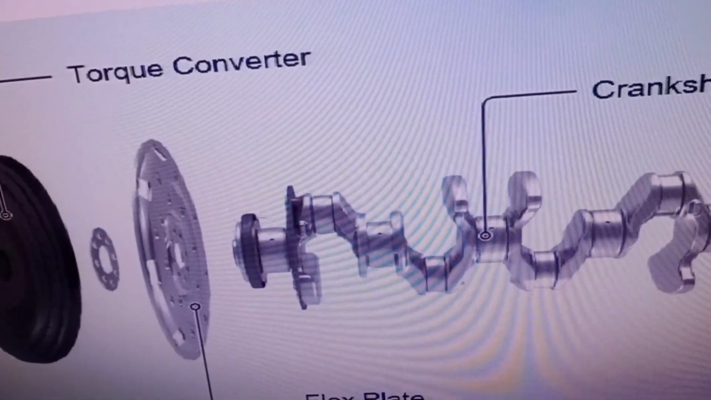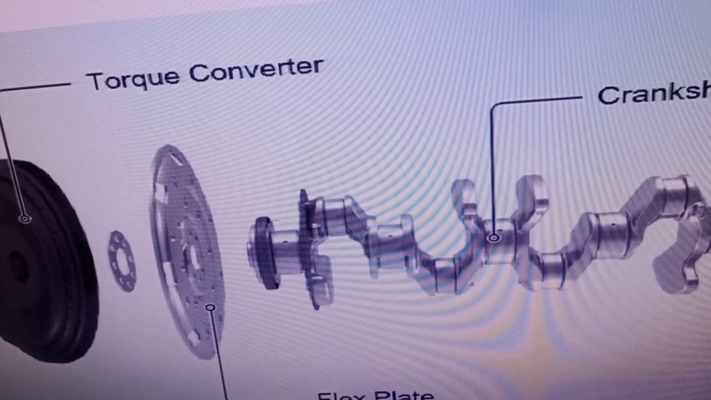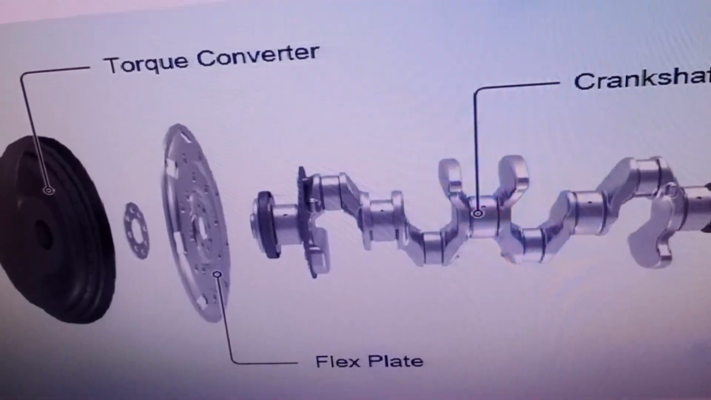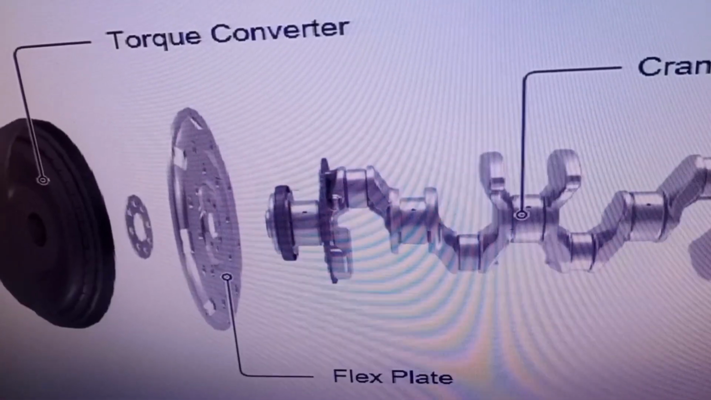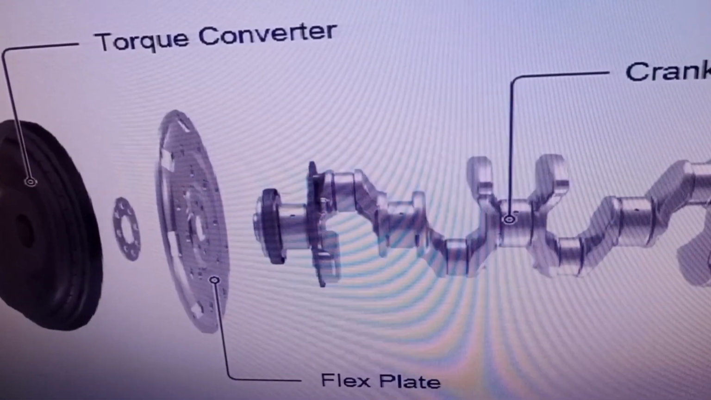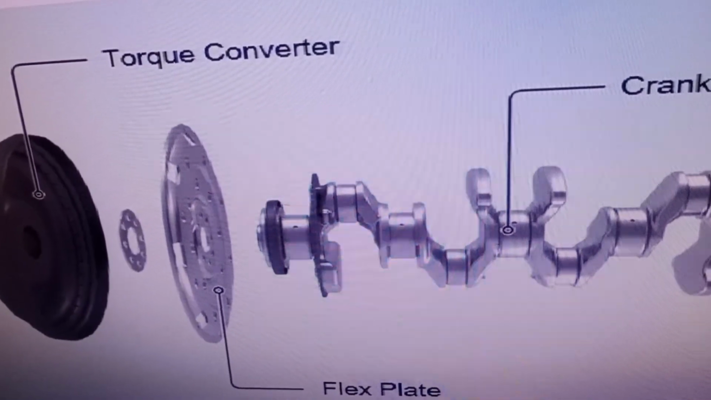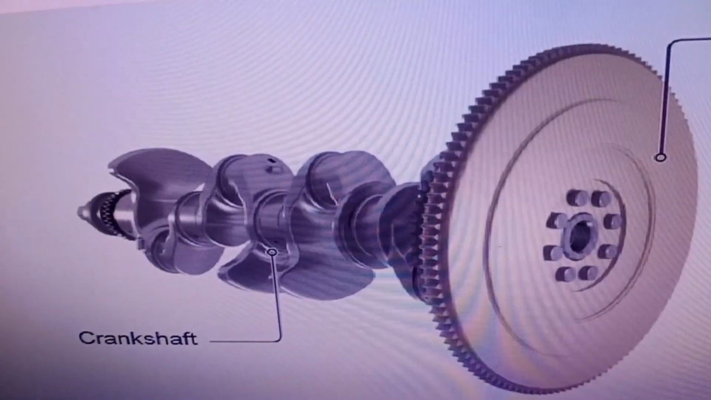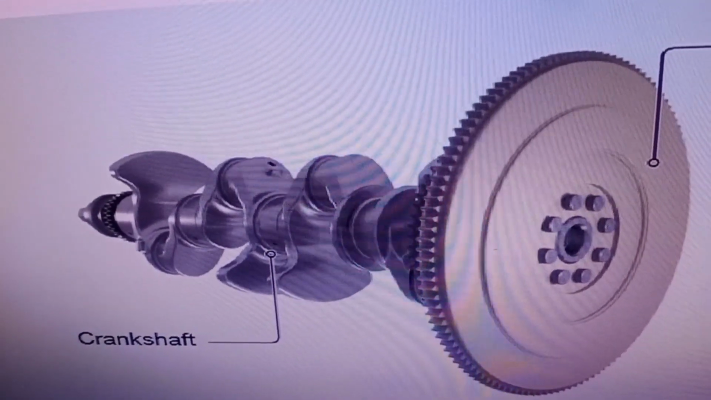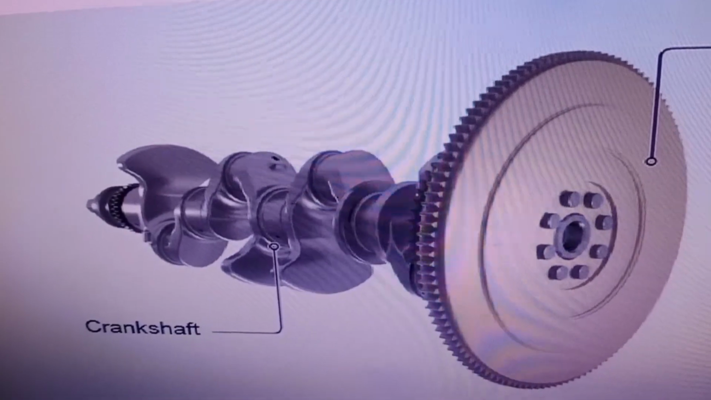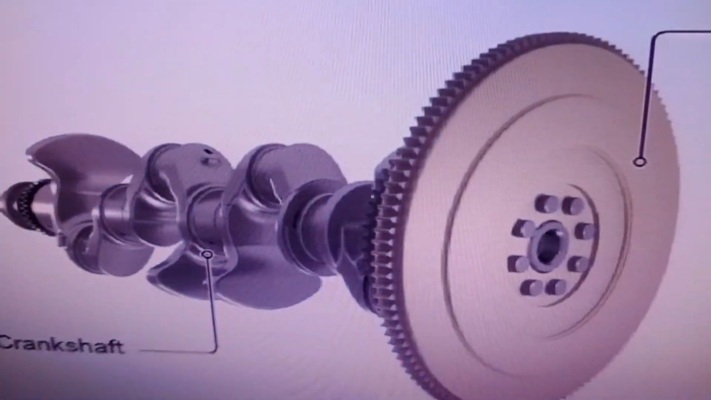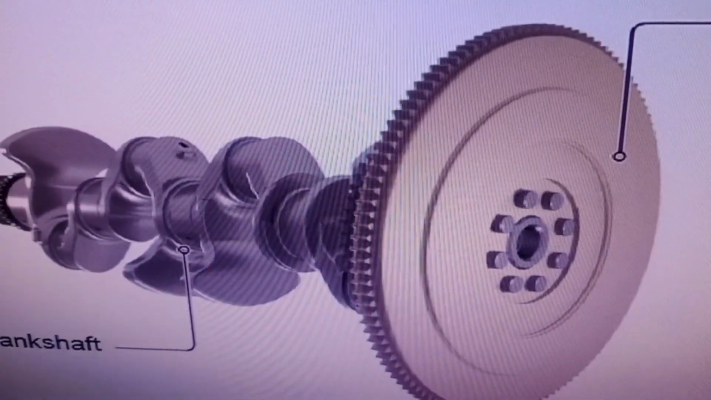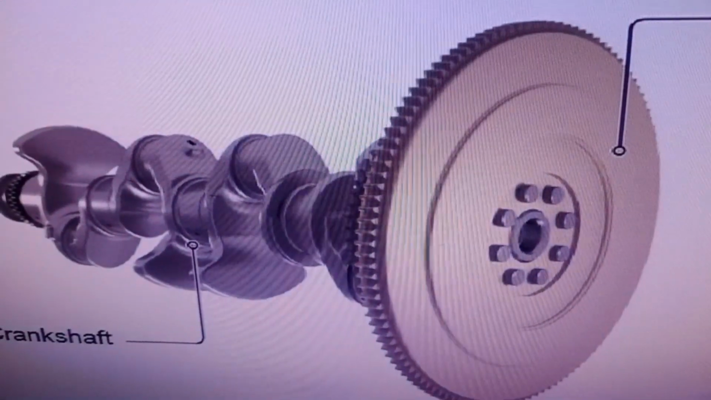Engines with automatic transmissions use a flex plate and torque converter that bolts to the transmission side of the crankshaft. It provides the momentum to continue the rotation during the time it is not receiving power from a piston. Engines with manual transmissions use a flywheel that bolts to the transmission end of the crankshaft. It is heavy and provides the momentum to continue the rotation during the time it is not receiving power from a piston.